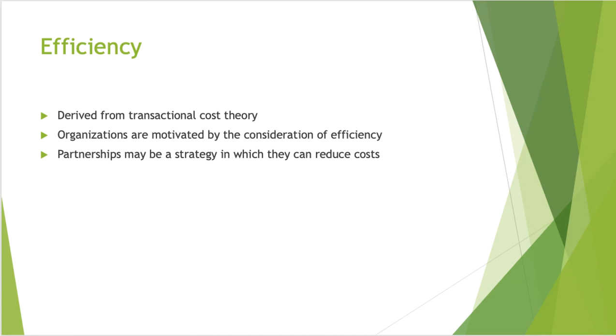And the last one we're talking about is efficiency. This is derived from transaction cost theory. Essentially, organizations are going to be motivated by considerations of efficiency, so they want to be more efficient. Partnerships may be used to lower their costs, overhead, and oversight. They're going to do it to reduce some of the costs that they have. So that's what that means. Those are the six contingencies from Oliver.